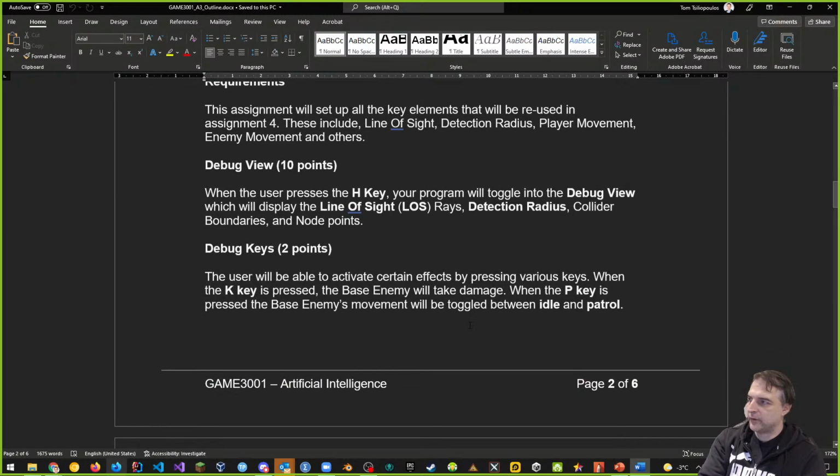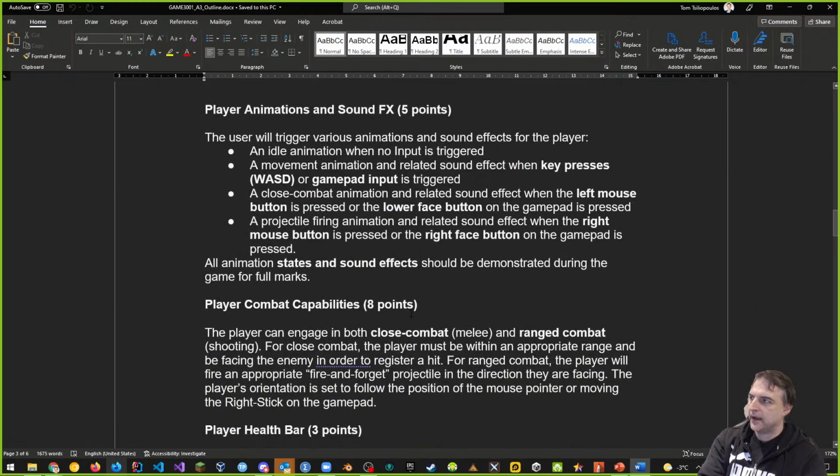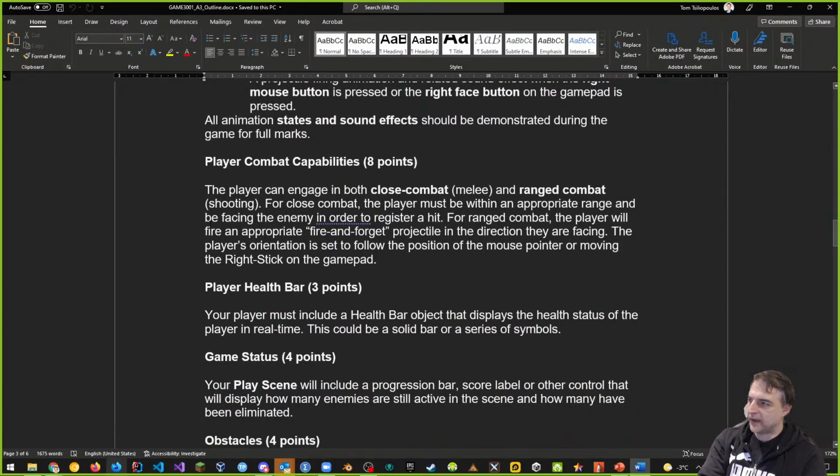All right, other requirements. A debug view we've talked about. We've been working with you on it. Debug keys you can add as basically inputs. Player animations and sound effects. Again, nothing to do with us. This is something you can incorporate on your own. Player combat capabilities. One thing you want to think about is what is close combat distance and what is range combat distance. How do you figure this out for your player? Because you're going to have a player in the game. This is something we haven't covered in the lab. We're not giving you information about how to make a player. That's something that's coming from your fundamentals class.